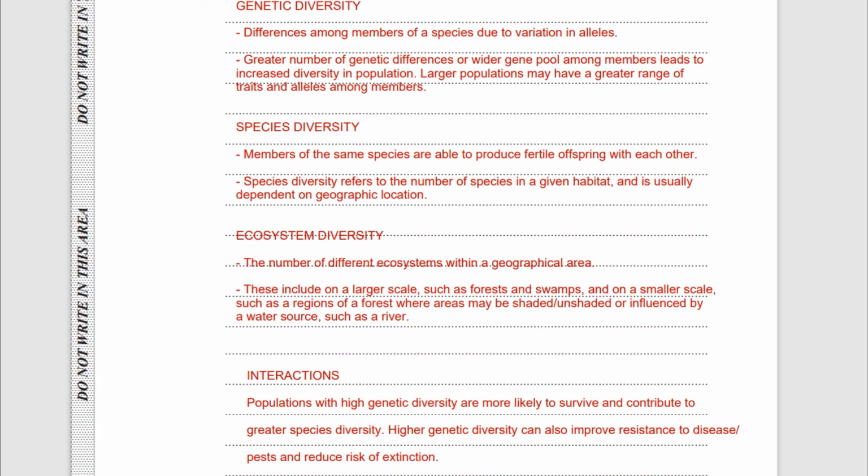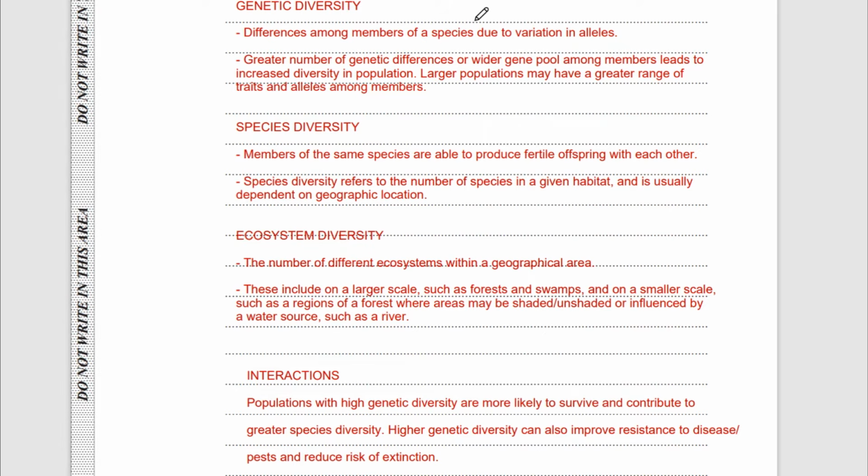So remember, it's 9 marks. You're going to have kind of 9 talking points here. So genetic diversity. Well, this is from Unit 1 and CSEC. This is basically like if you have many members of a population and all those members have small differences in alleles and traits. Right? So differences among members of a species.